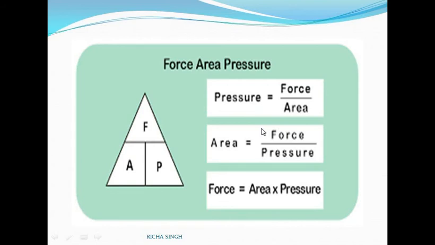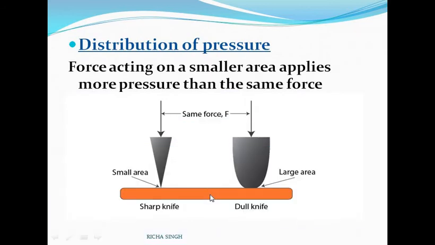And if two values are known, the third can be calculated. If you know the force and pressure, then you can find out the area. If area and pressure are given, then force can be calculated. Now, just now I have told you that force which acts on a smaller area applies more pressure. Why? Because pressure is inversely proportional to the area. The lesser the area, the more will be the pressure applied.